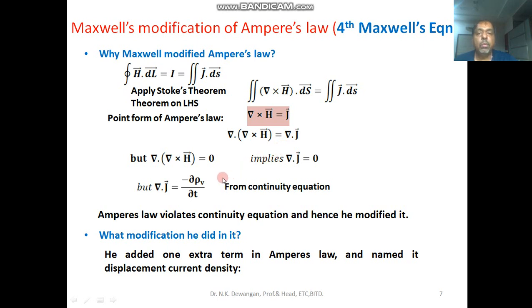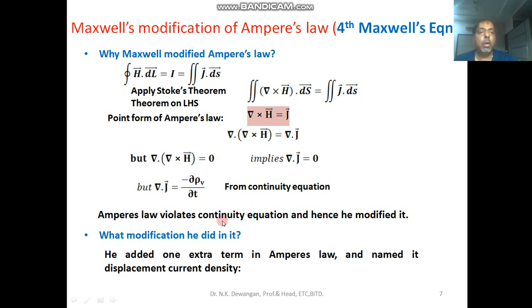So Maxwell concluded that this Ampere's law is true for the static case. For the static case, rho v is not varying with respect to time, so del rho v by del t we can write as 0. But if rho v is changing with respect to time, for the time varying case, then divergence J will not be equal to 0. Because of this, Maxwell modified Ampere's law, because for the time varying case Ampere's law violates the continuity equation.